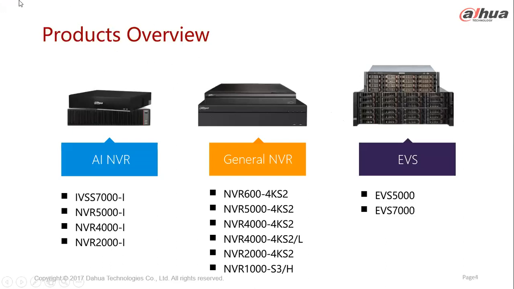For the recorder side, in the IP section we have NVR and IVSS. An IVSS is like a high-end version of NVR, like NVR on steroids. So IVSS is the high end, then you go back to the NVR version, and EVS is for storage, general NVR. We have 6 series, 5 series, 4 series, 2 and 1. For the high-end NVR products, we have these ones.